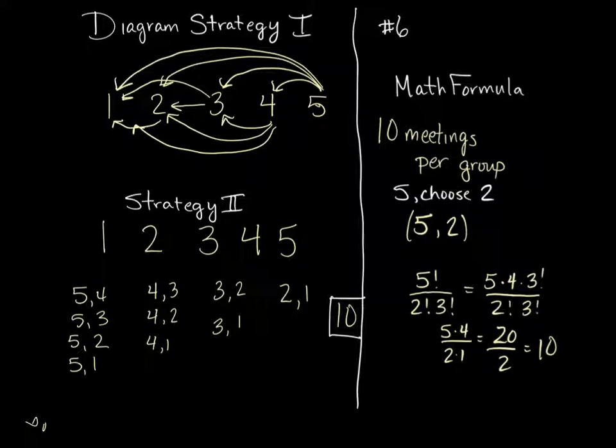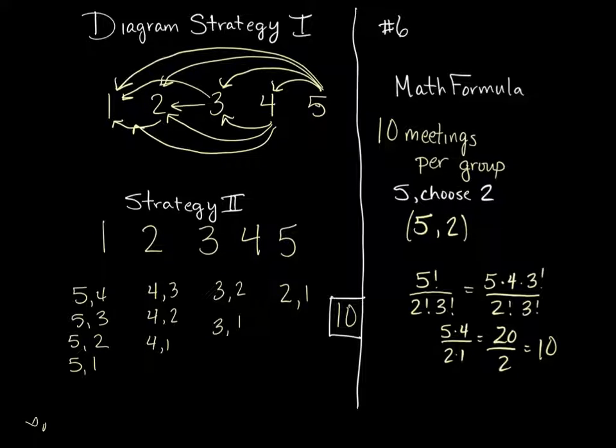The second strategy, I just made a list of all the meetings. I had 5 meeting with 4, 5 meeting with 3, 5 meeting with 2, 5 meeting with 1, and I went through all the possible combinations, and then I just counted them when I was done. And this is possible to do with problems that have smaller numbers like this one. And this is the math way over here.